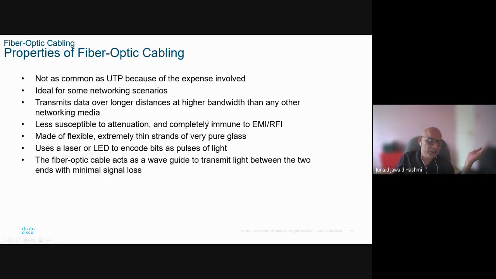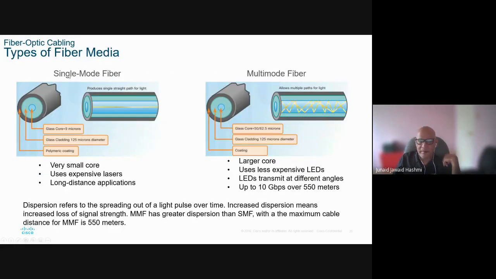Also, because they use light signals instead of electrical signals. They use laser LED or pulses of light instead of electrical signals. And the core of the fiber optic cable is either plastic or glass. So there's minimum chance of interference. So this is what a fiber optic cable looks like.